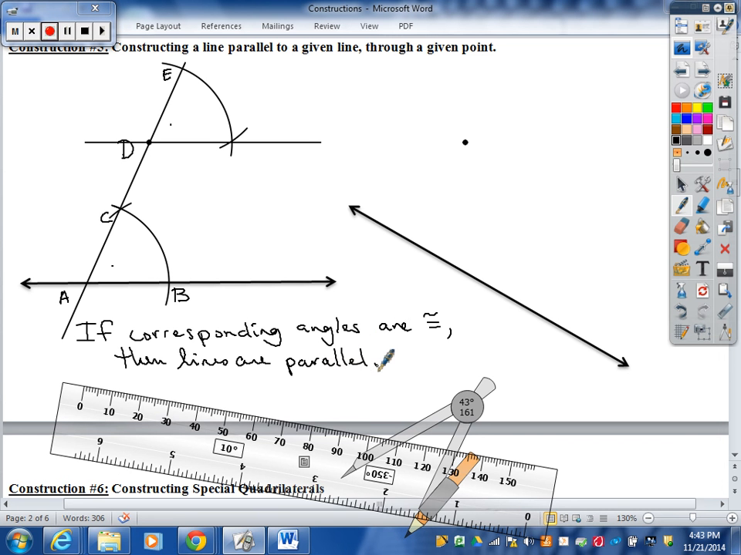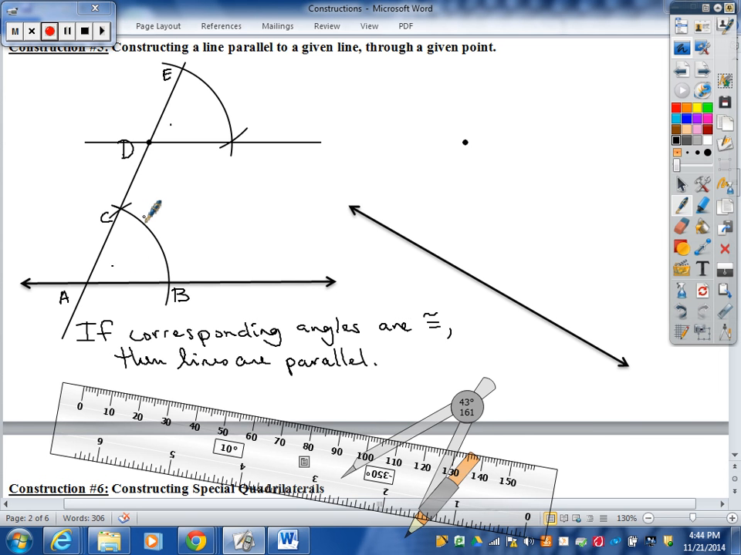Now, some of you may be thinking to yourself, could I also do alternate interior angles? And the answer is definitely yes. If you were to reproduce this angle here over here, then yes, you could do alternate interior angles as well, and that would definitely work. If you wanted to copy this angle here and move it over here, again, that would be alternate interior angles. And so, again, that proves that these two angles are supplementary, as are these two angles. So again, the same side interior angles are supplementary.